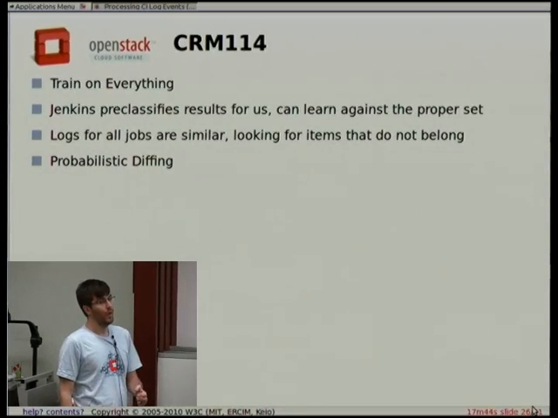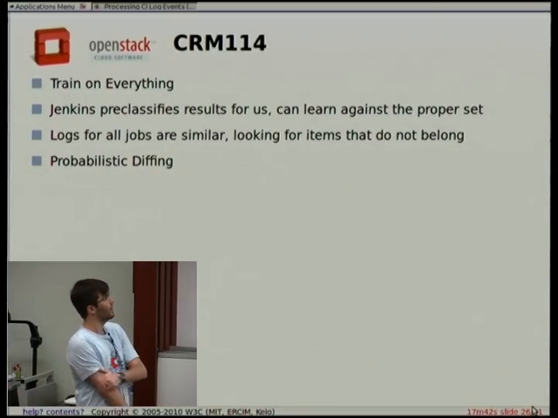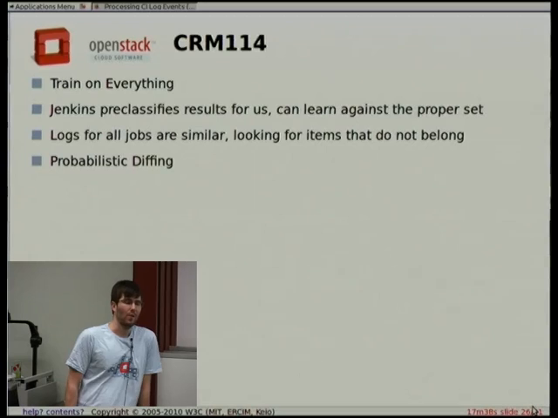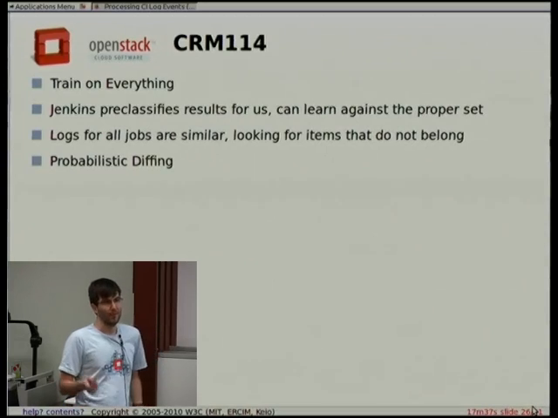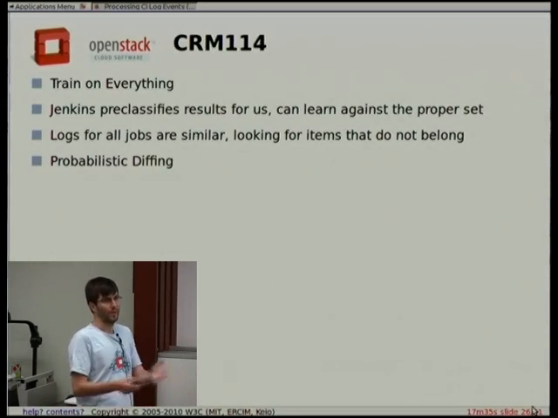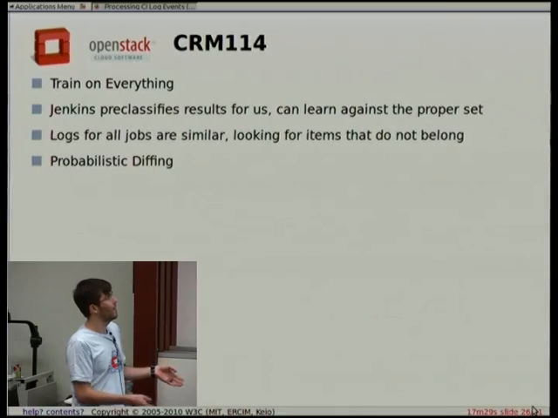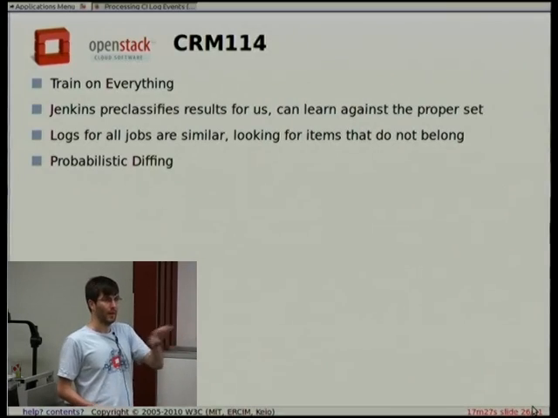Now, you have to train it. It's a machine learning thing. We've decided to go ahead and train it on everything. Jenkins is already pre-classifying whether or not the log data belongs to a success or failure class for us. So we can kind of, without thinking much about it, have CRM 114 train the data in the right class depending on what Jenkins said.